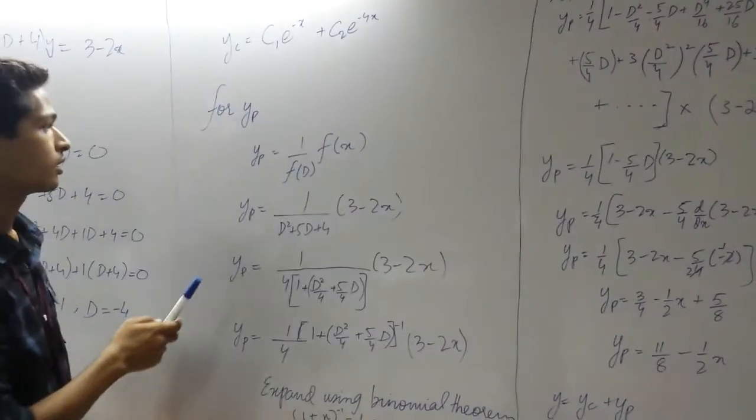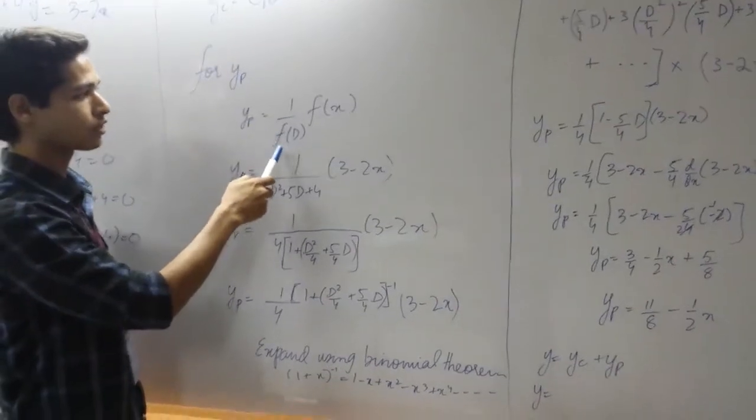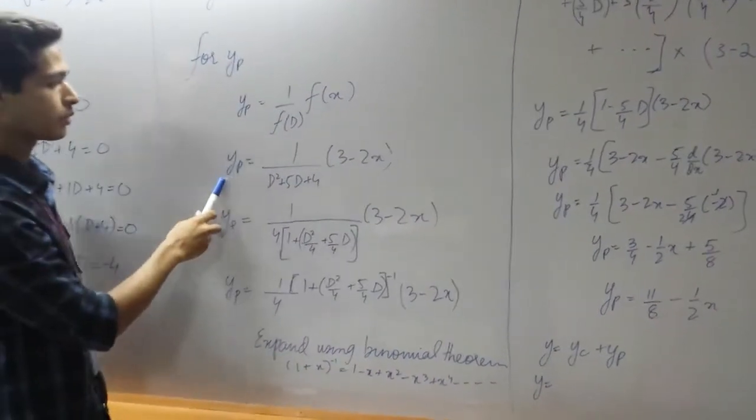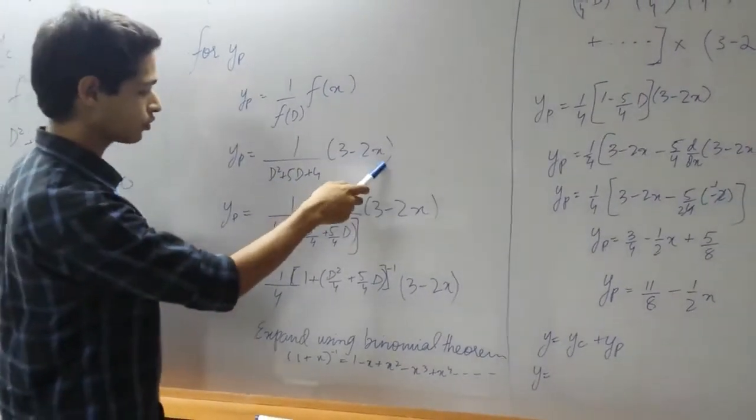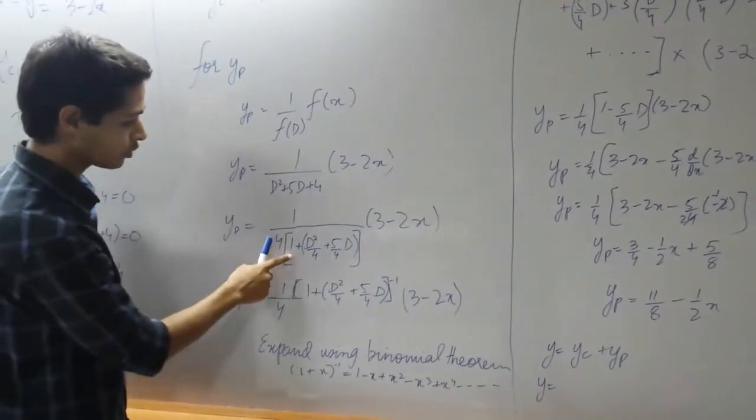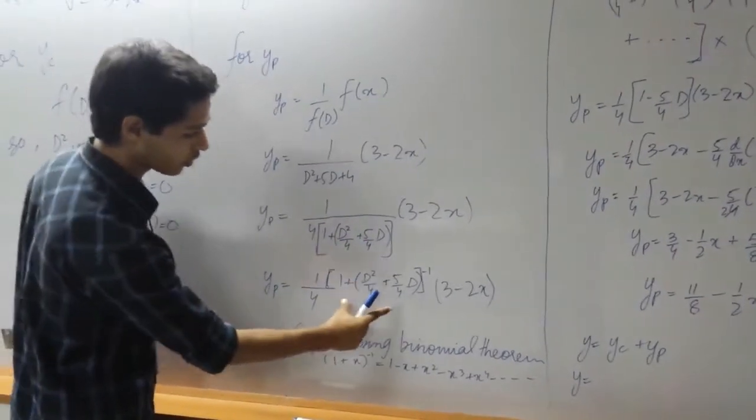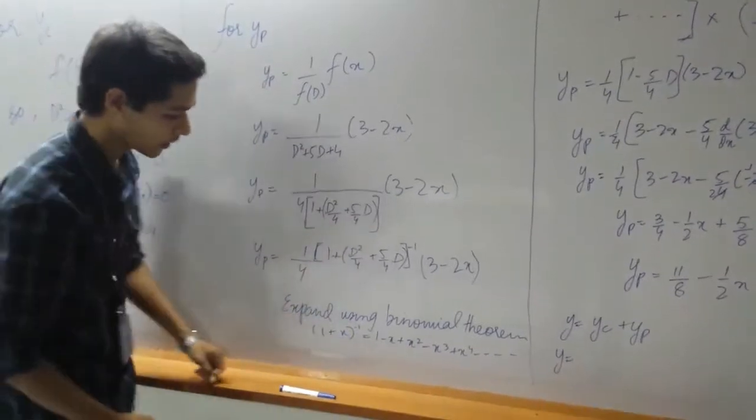Now for yp, the equation will become yp is equal to 1 upon function of D into function of x. So yp will become 1 upon D square plus 5D plus 4 into 3 minus 2x. Then we will convert the function of D into this form, take the reciprocal, and expand using the binomial theorem.